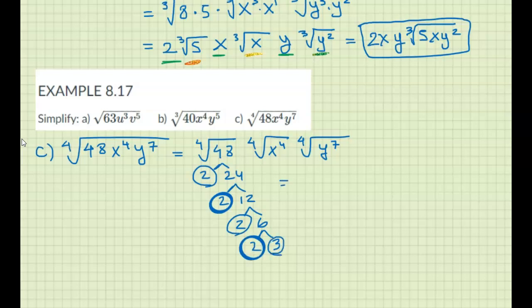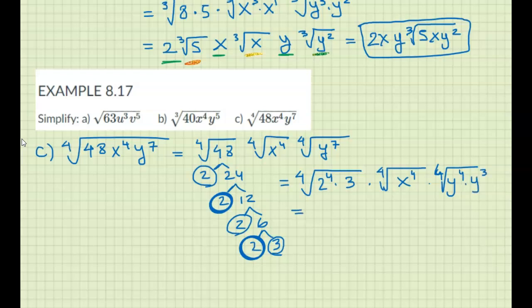Alright, good. So I can see that I can write this as 4th root of 2 to the 4 times 3. And then 4th root of x to the 4. So these divide, so I don't need to break things up. And then 4th root of y to the 7, we're going to write as y to the 4 and y to the 3.